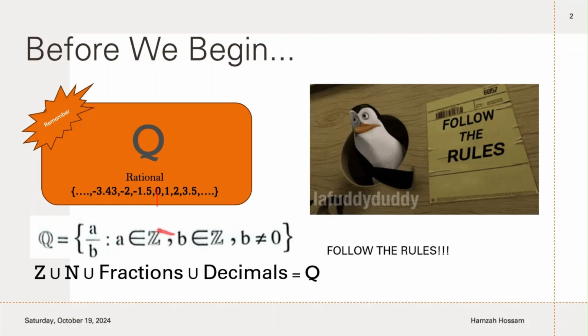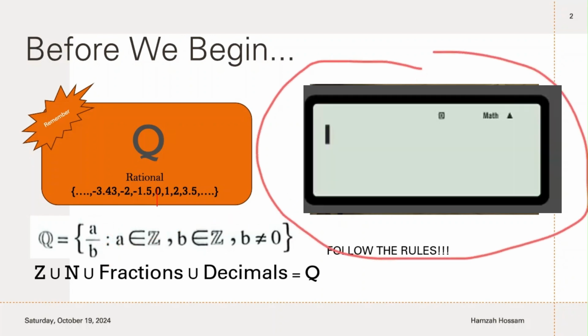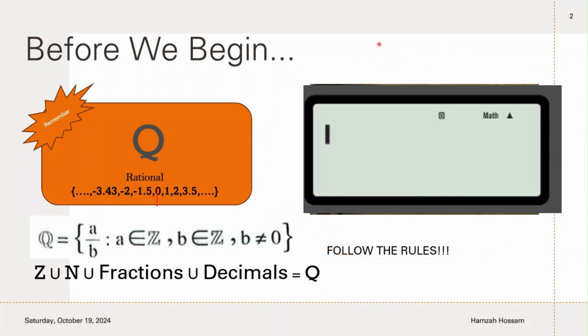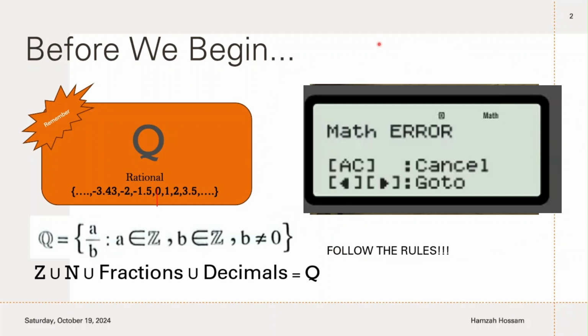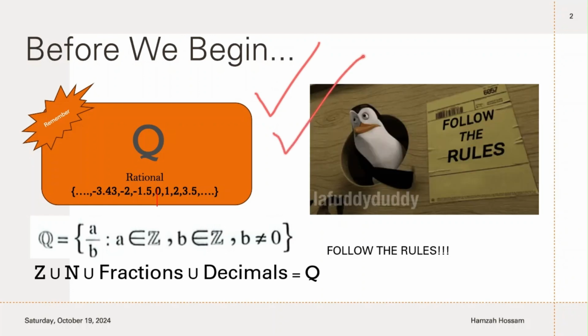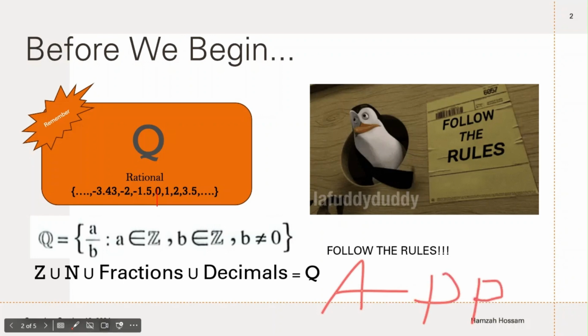So imagine A is 3, B is 0. Now I'll solve it in the calculator. Look here, it gives us math error. Math error. It's impossible. Like I got an apple and I want to divide it among 0 persons. How can I even do that? It's not possible.